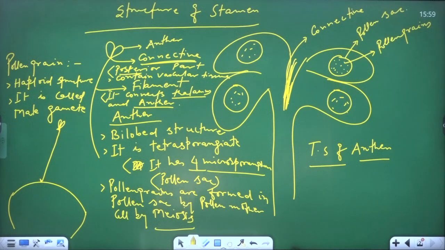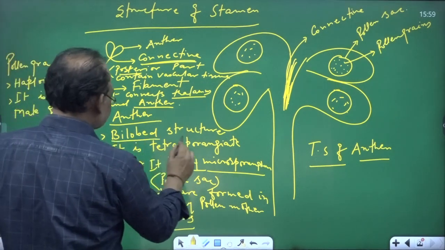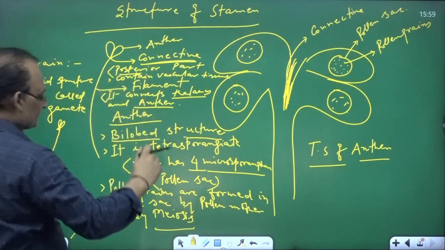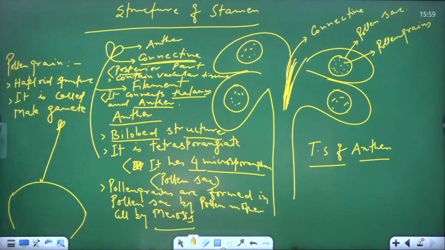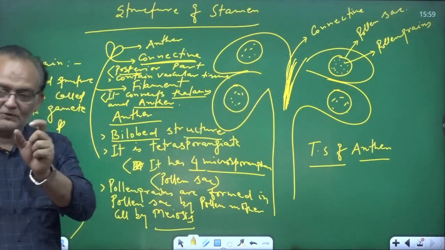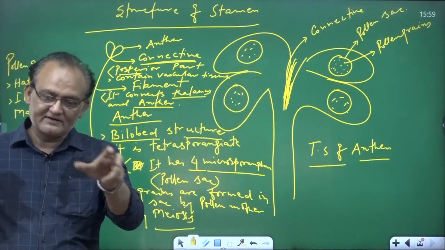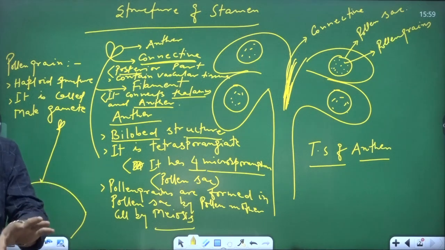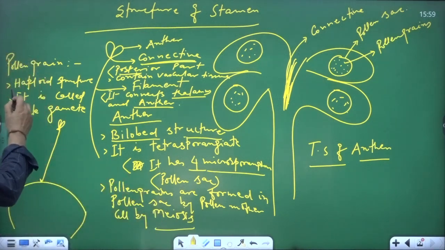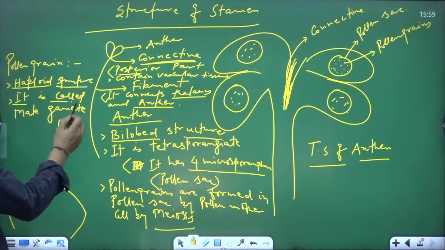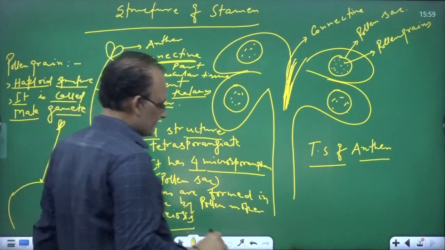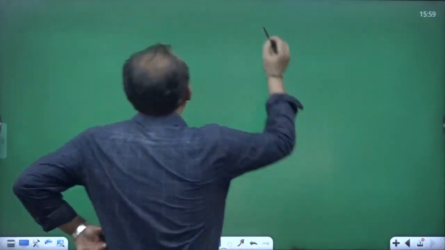Clear? And anther is a bilobed structure. You are seeing there are two lobes, and if you take a cross section you will get 4 pollen sacs. In the pollen sacs there are pollen mother cells, and they divide by meiosis to form pollen grains. Clear? Pollen grain is a haploid structure and it is called male gamete. Clear? Okay. Now come to pistil.